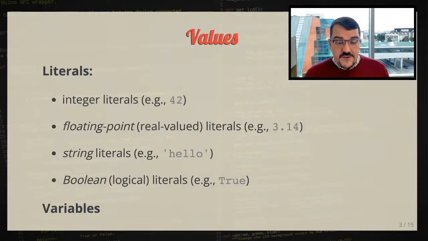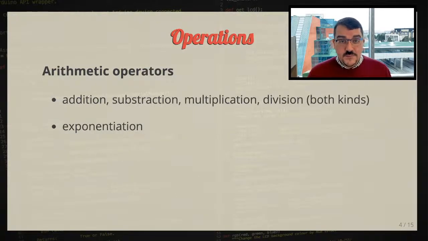Okay, so we saw values and we saw some operations. So expressions are values and operations that evaluate to a value. Well, here are some operations. So we saw arithmetic operators, and that included addition and subtraction and multiplication and division, both kinds. Both kinds? What in the world do I mean by both kinds? And somebody can answer that in the chat while I also say that we also looked at exponentiation. So what in the world did I mean by both kinds of division? Well, let me pop this question up for you.